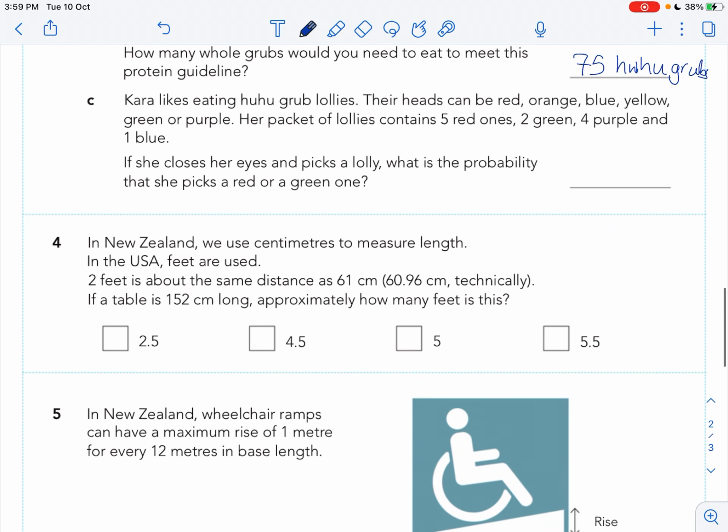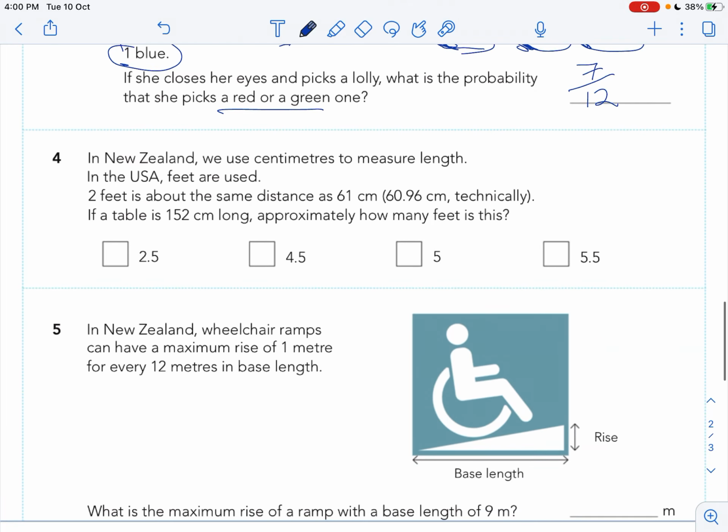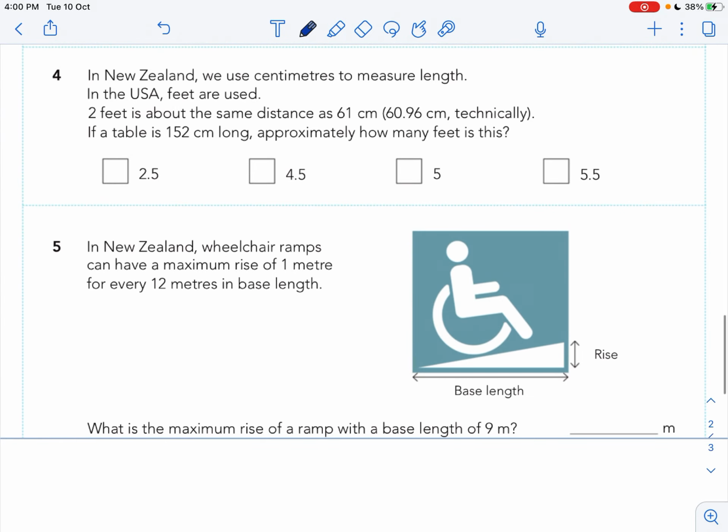Alright, Cara likes eating hoo-hoo grub lollies. Their heads can be red, orange, blue, yellow, green or purple. Her packet of lollies consists of 5 red ones, 2 green, 4 purple and 1 blue. If she closes her eyes, what's the probability that she picks a red or green one? So the red ones are 5, the green ones is 2, so that's 7 out of how many altogether? 5 and 2 is 7, plus 4 is 11, plus 1 is 12. 7 out of 12.